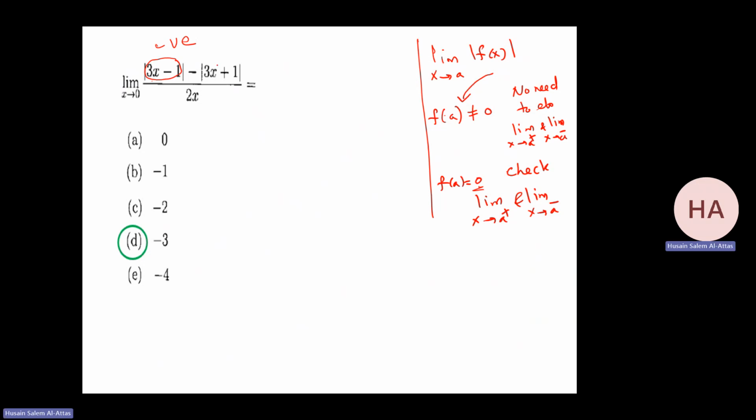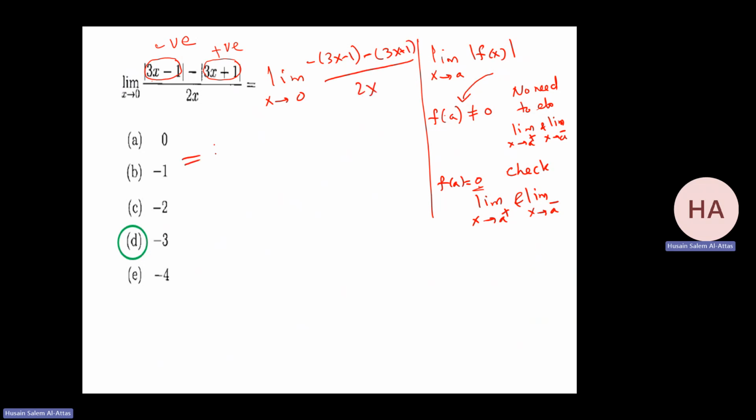And check here. As x goes to 0, the answer is 1, so it's positive. So now I can get rid of the absolute value without checking left and right. We'll do it once. So I have the limit as x goes to 0. This is negative, so minus 3x minus 1. This one, don't forget the minus sign. 3x plus 1 over 2x.